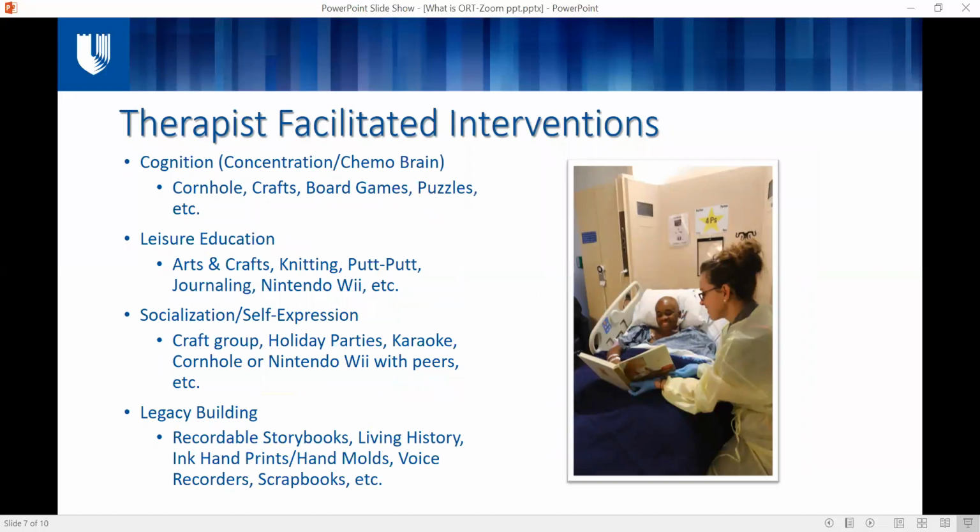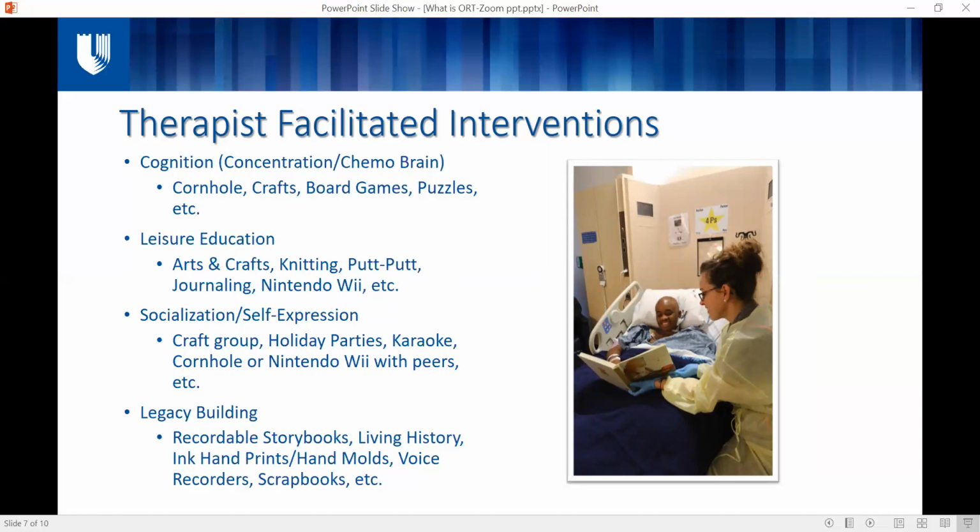And continuing on, different interventions that rec therapy can facilitate and what you can participate in during your hospital stay. Maybe the focus might be on concentration and improving your cognitive abilities. So by using recreation activities such as cornhole or crafts or board games, puzzles, things that are activating your thought process and sequencing and memory recall, using those fun activities to focus on improved concentration and memory recall and your overall cognitive ability, but doing it in more of a fun way.